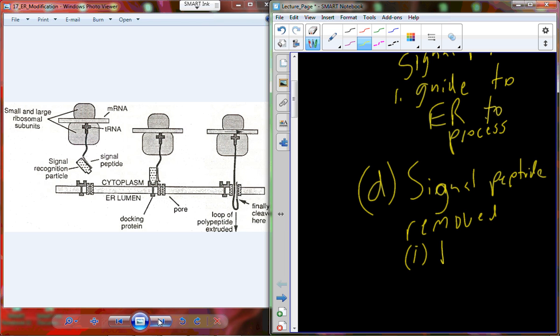This is now going to be referred to as a prohormone. Pre-pro hormone has the signal peptide. We remove that. We now have a new molecule called the prohormone. And from here, typically, prohormones are going to be sent over to the Golgi complex, to the GC.